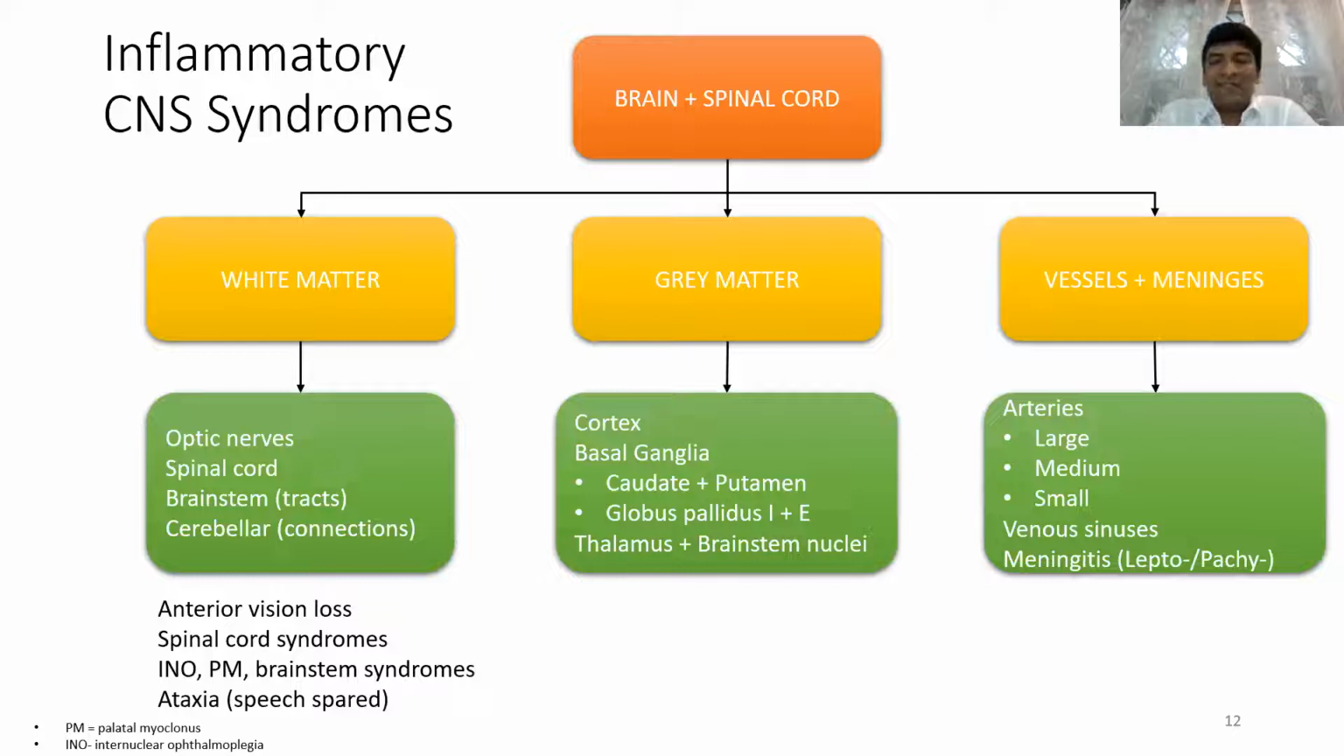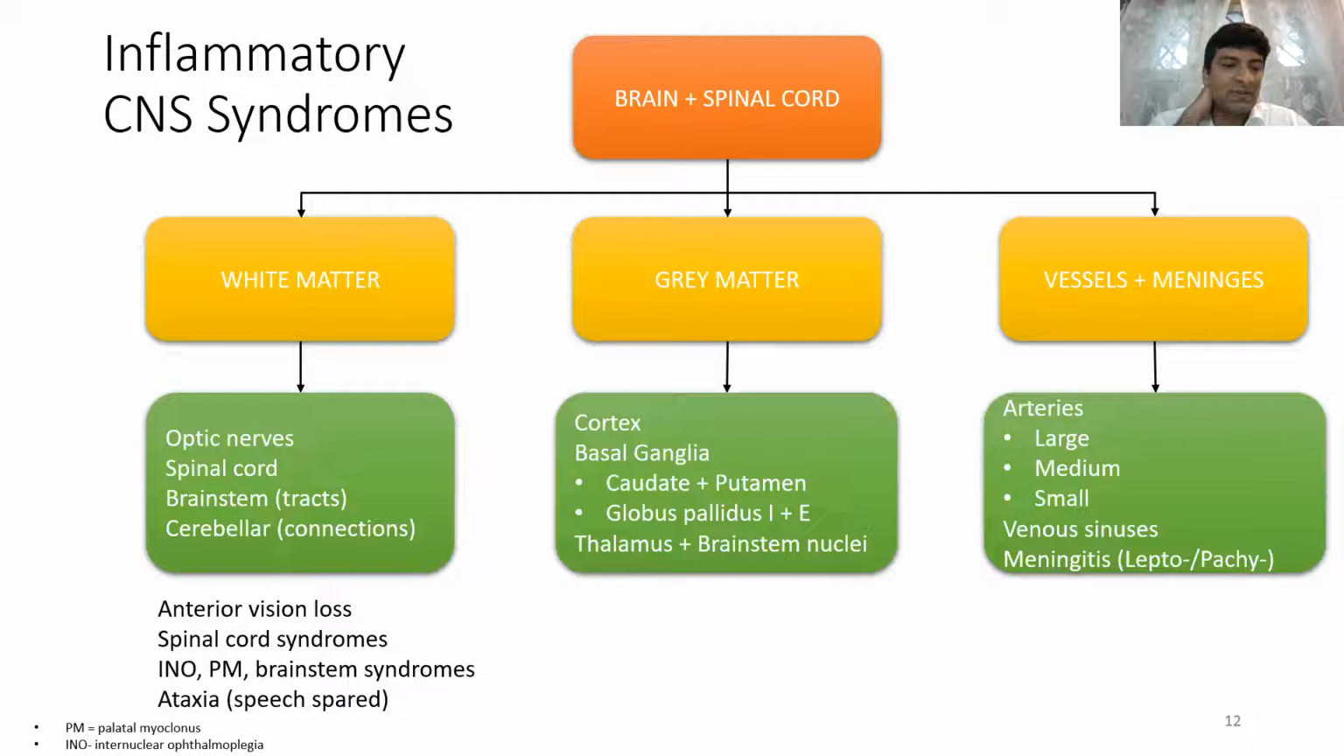So the corresponding symptoms that would be associated with these syndromes: white matter syndromes would typically present with features like vision loss, anterior vision loss, so uniocular vision loss with a relative afferent pupillary defect. Spinal cord disorders would present with motor or sensory, partial or complete transverse myelitis syndromes.